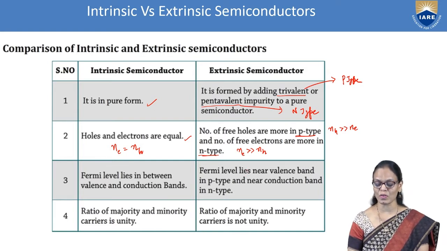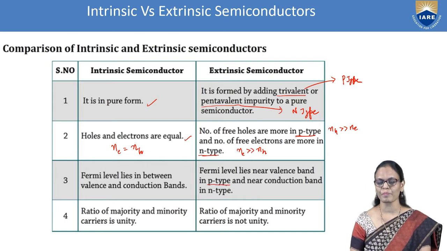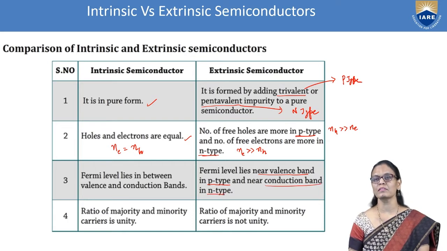But in the case of extrinsic semiconductor, it varies. In P type, it lies near the valence band. And in N type, it lies near the conduction band.